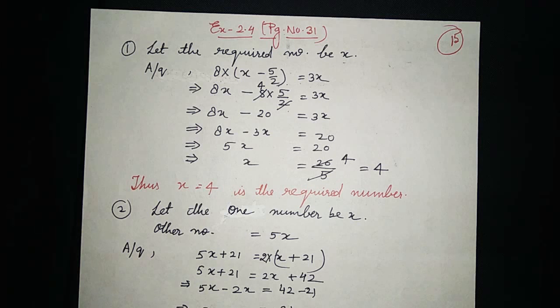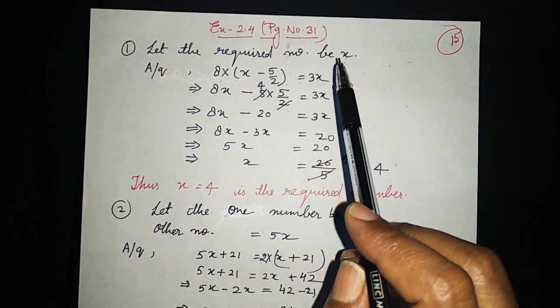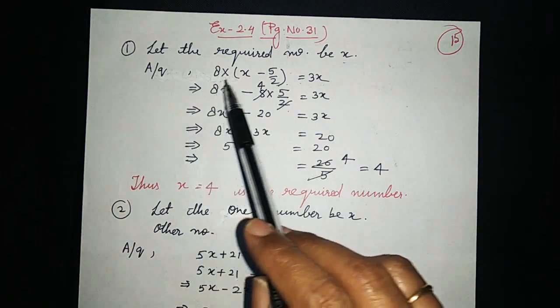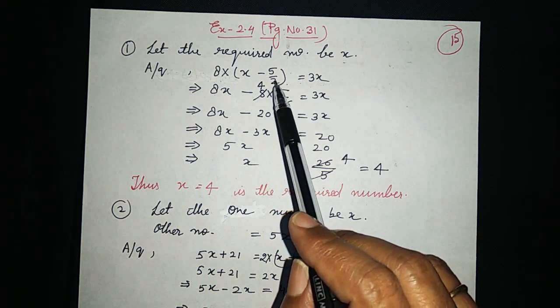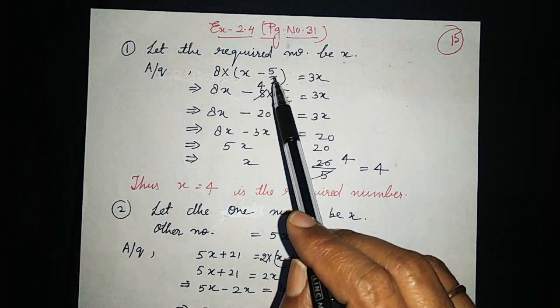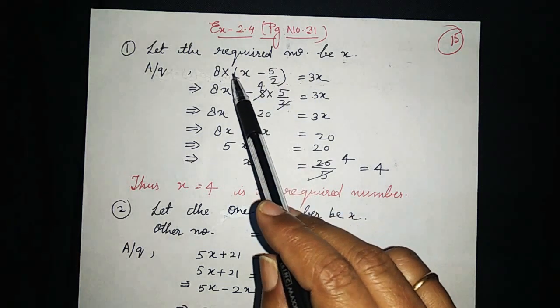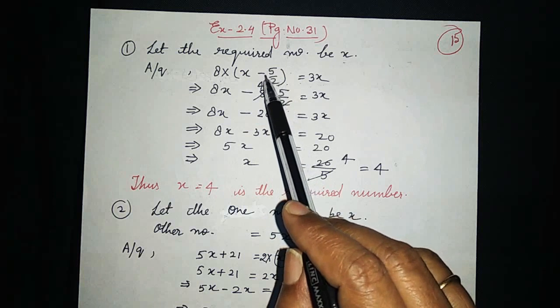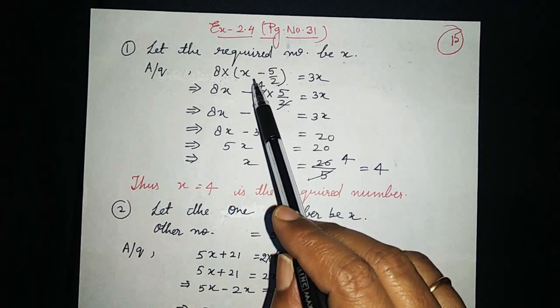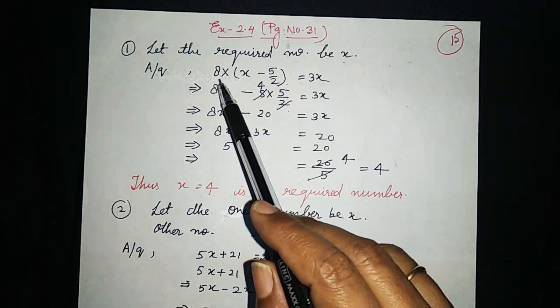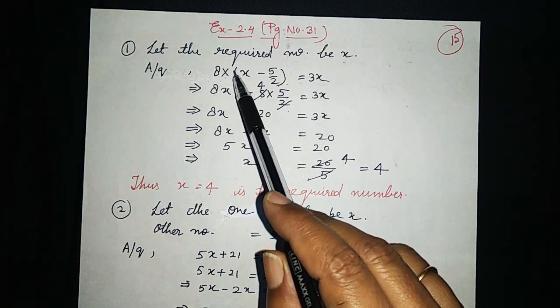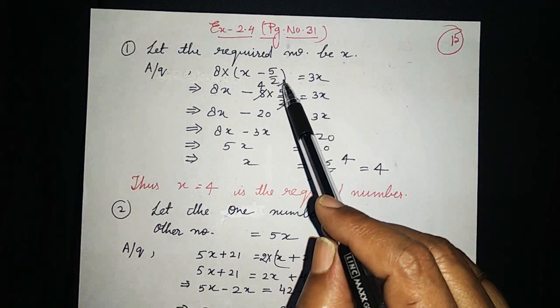What is the number? So first of all, we will assume the required number. Let the required number be x. Then according to the question, the first sentence says Amina thinks of a number and subtracts 5 by 2 from it. Means here you can see I have subtracted 5 by 2 from x. Now she multiplies the result by 8. So here you can see I have done 8 into (x minus 5 by 2).